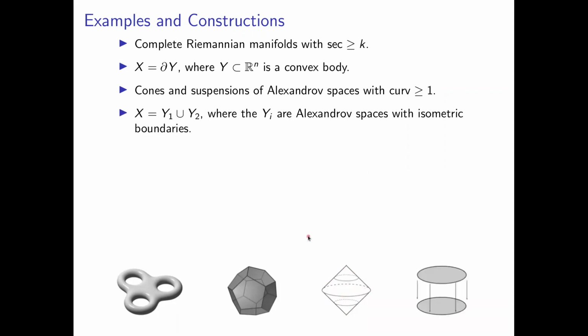Now, more generally, one can glue spaces. So you can take two Alexandrov spaces with isometric boundaries. And then if you assume that you have the same lower curvature bound, then you can glue the boundaries and get a new one with the same lower curvature bound.